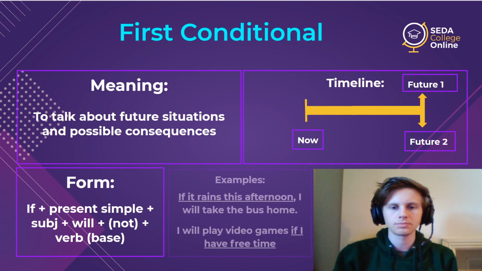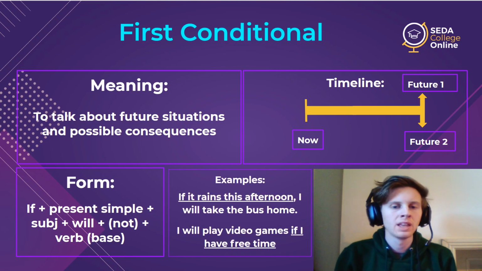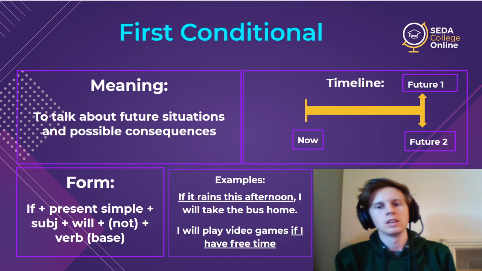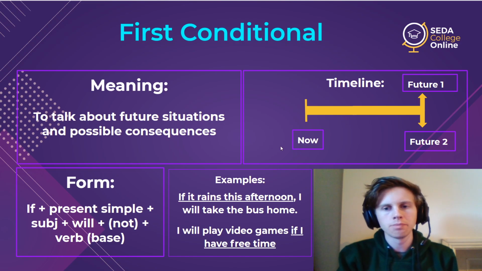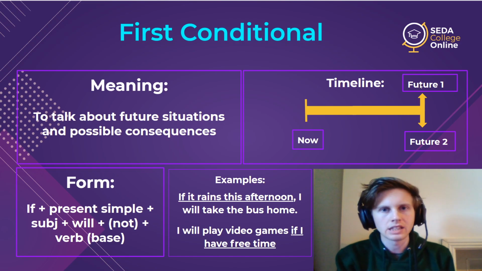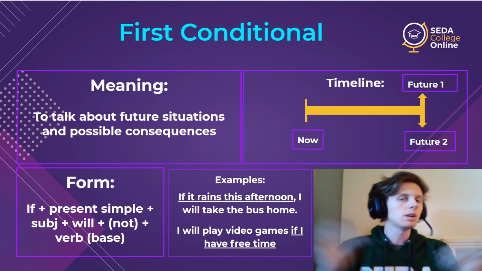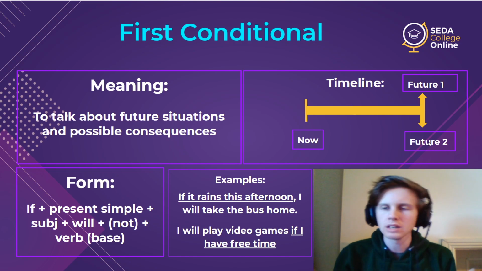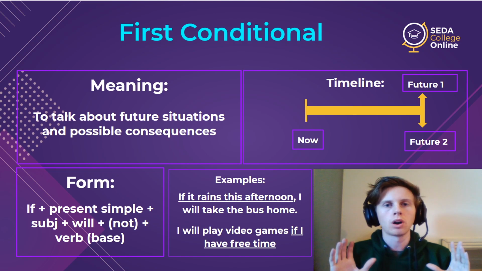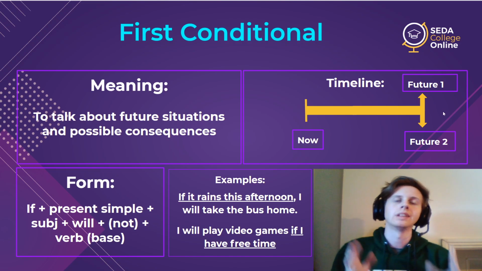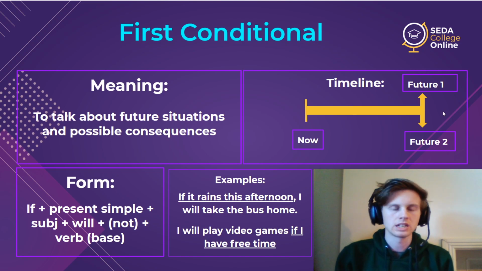For example, if it rains this afternoon, I will take the bus home. I'm standing right now, and I say, if it rains, I'll take the bus. If it doesn't rain, I'll do something different. I might walk, I'll run, I'll do something different. But you are talking about these real possibilities. It is possible that it rains, so we use the first conditional.